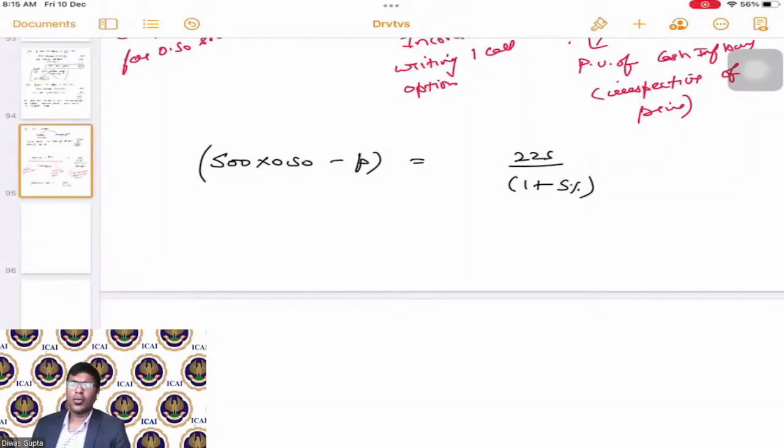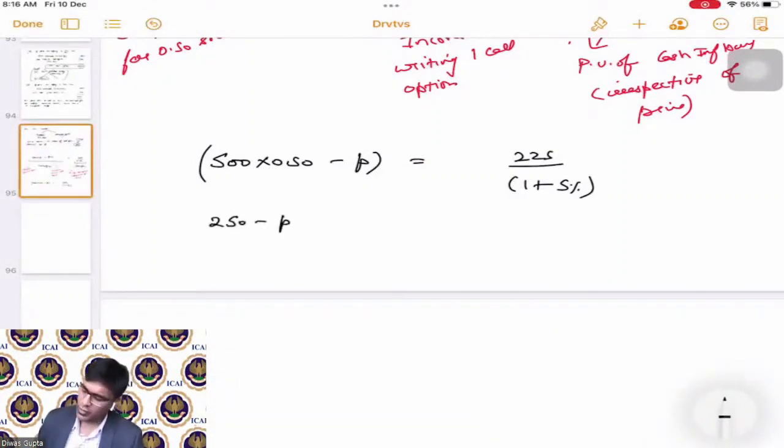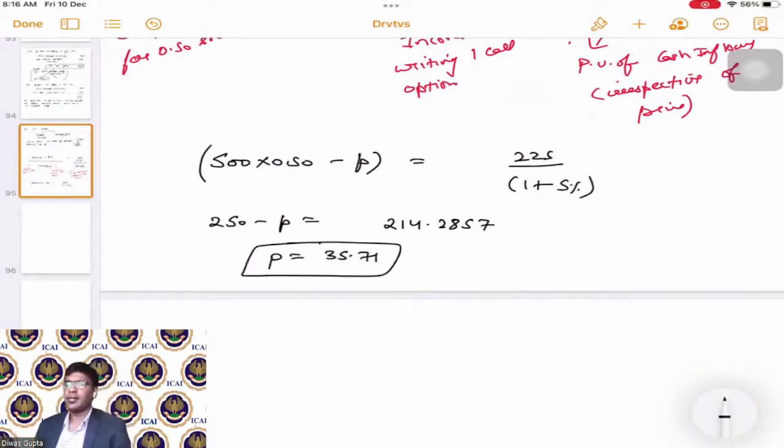Okay, students. So this is the equation. If we solve this, then it comes out to be 250 minus p is equal to 225 divided by 1.05, which is 214.2857. So 214.2857 minus 250, so P is equal to 35.71. Correct?